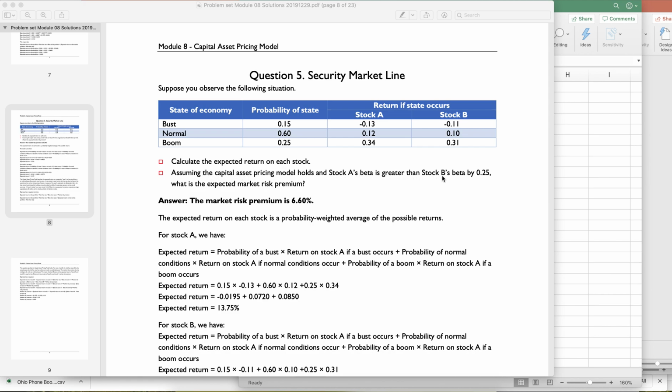Stock A's beta is greater than stock B's by 0.25. What's the expected market risk premium?